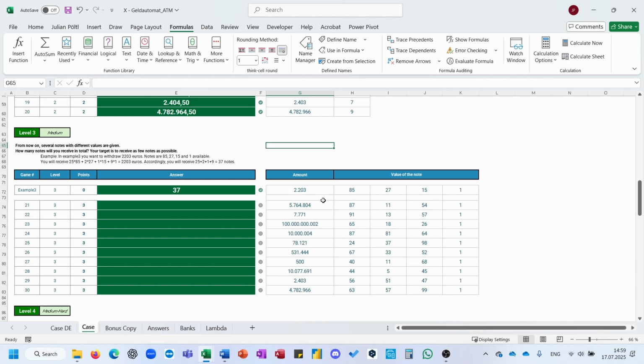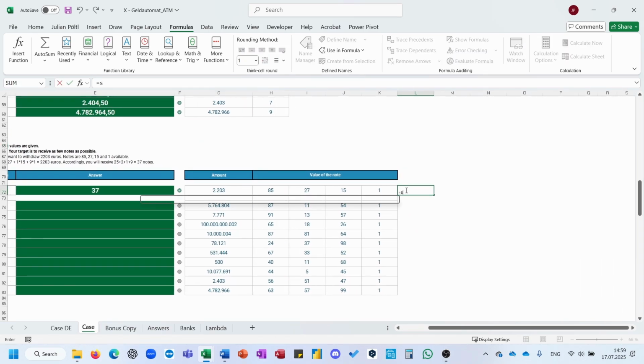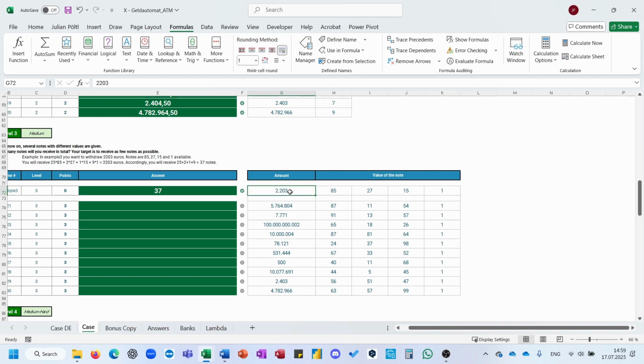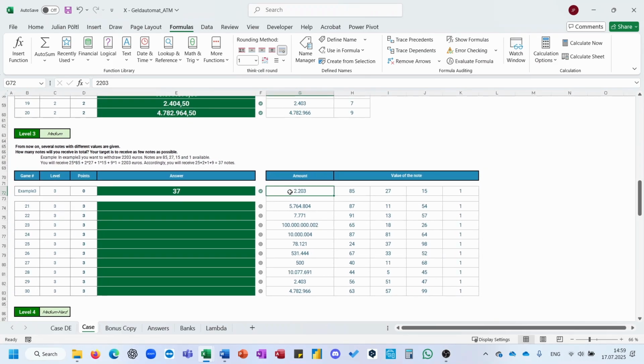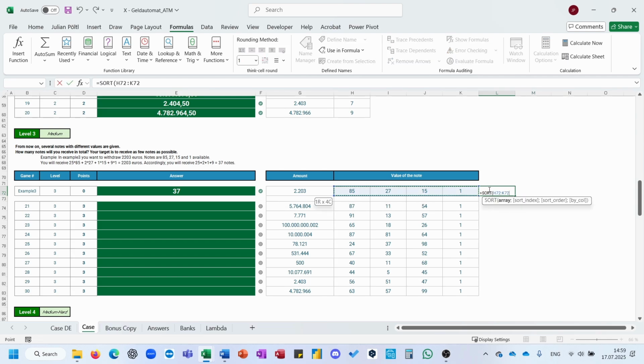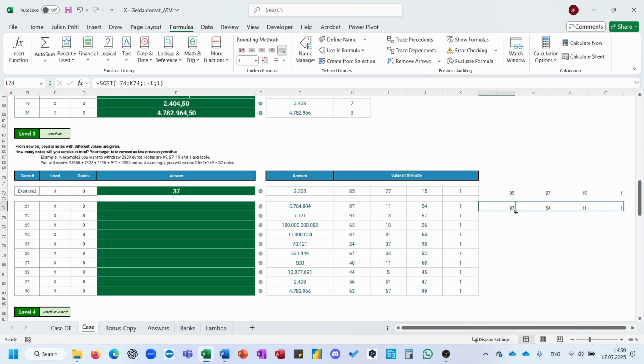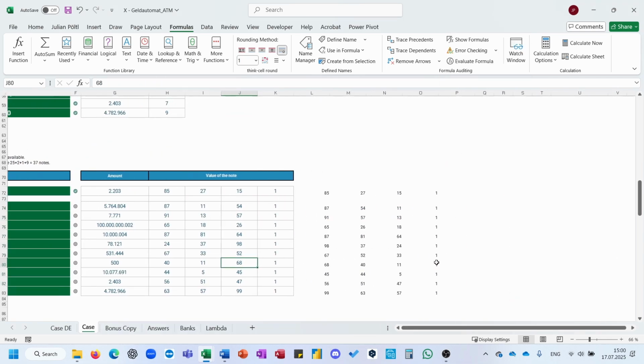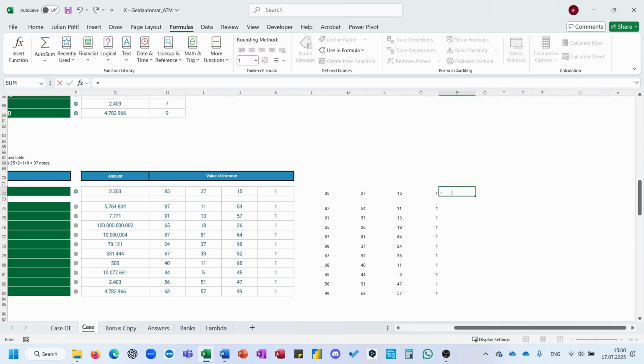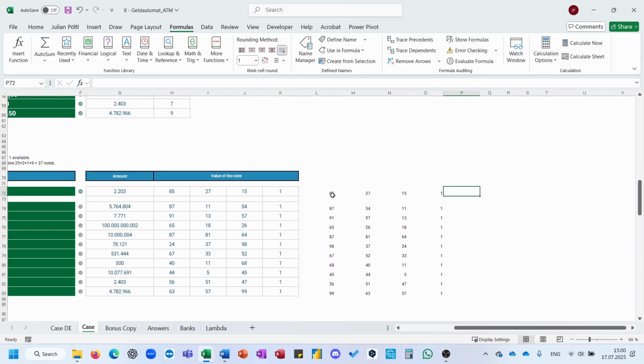Now here I will first do this manually. So we withdraw this amount and we always start with the highest note possible and then go to the lower denominated note. Therefore, I first sort this by column, the other way around. And then I use a function to do this.